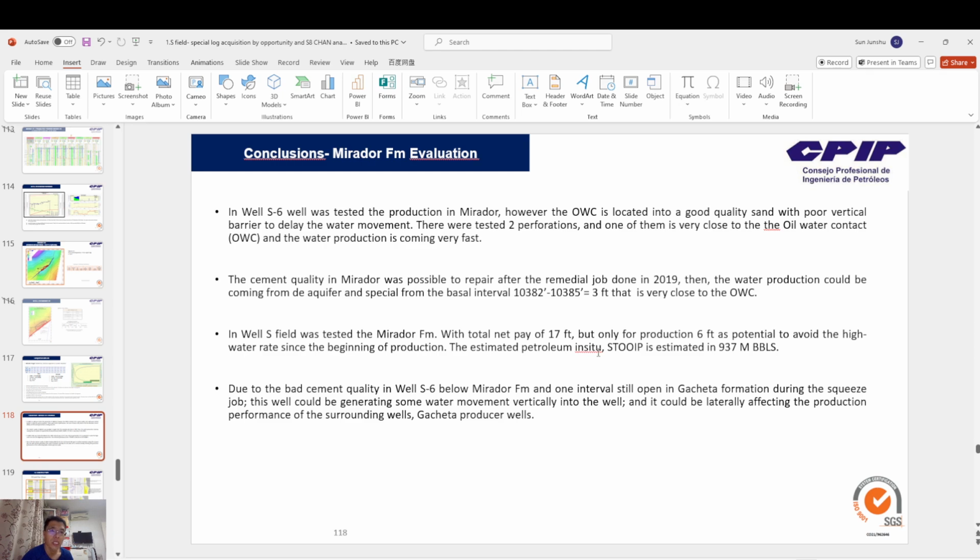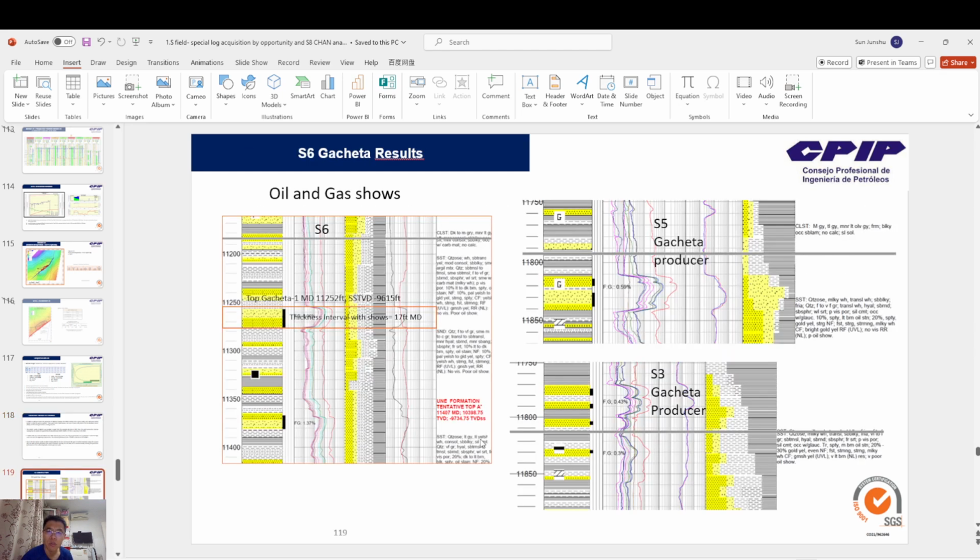Due to the bad cement quality, in well S6 below the Mirador formation, one interval is still open in Gogeta formation after the squeeze job. This interval could be generating some water movement vertically, and it could be affecting the production of the surrounding Gogeta producer wells.